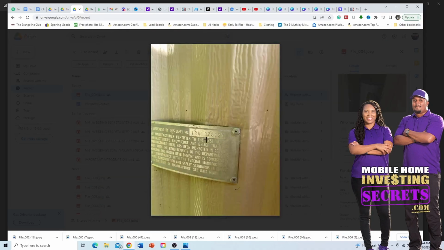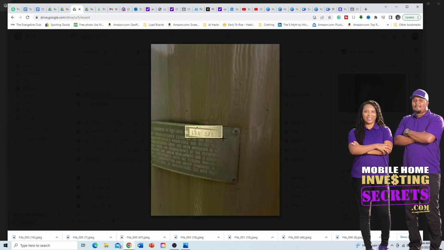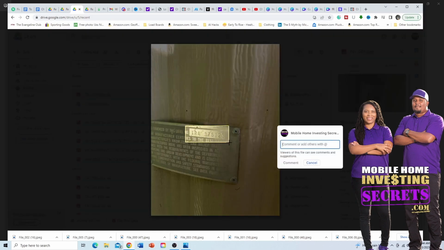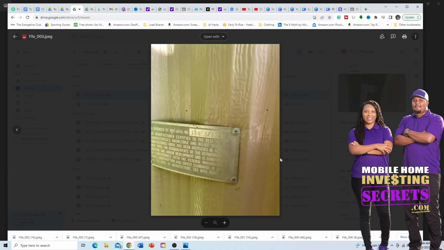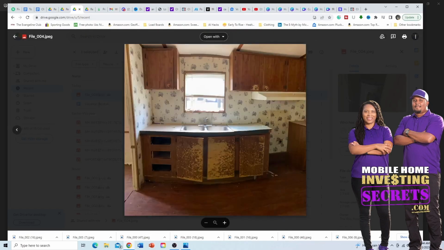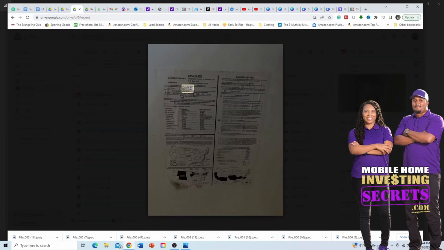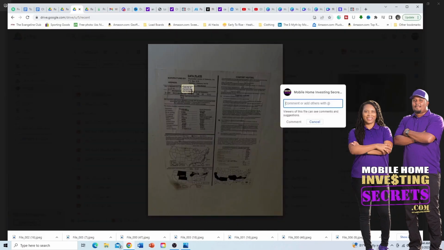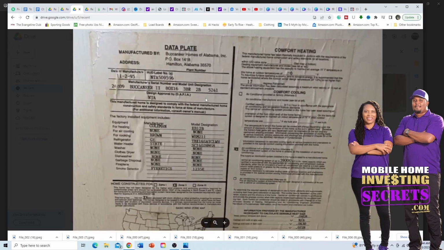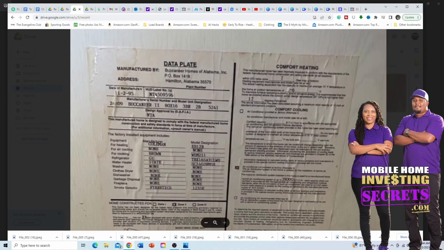This number right here, this HUD label number, it should match with the number that's on the data plate. Yes, it should match with this number here. Now I don't know if these are random pics that I've taken of different data plates, so I don't know if these will match, but you want it to match with this number here.